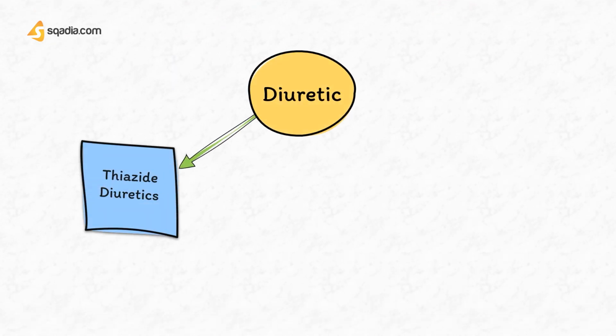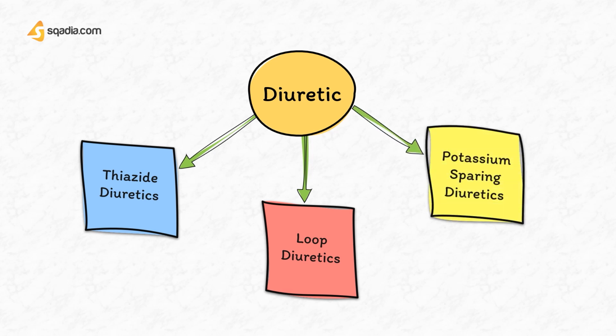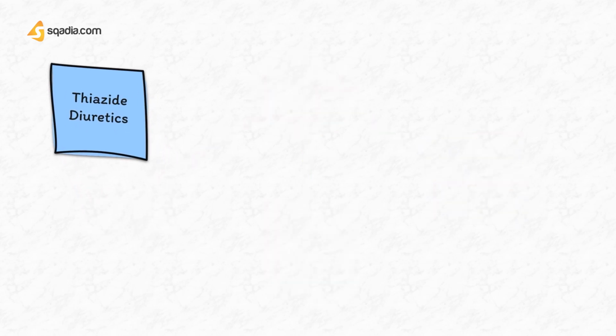There are various types of diuretics that work on different sites of the nephron. These are thiazide diuretics or low-ceiling diuretics, loop or high-ceiling diuretics, and potassium-sparing diuretics. The thiazides are the most widely used diuretics.